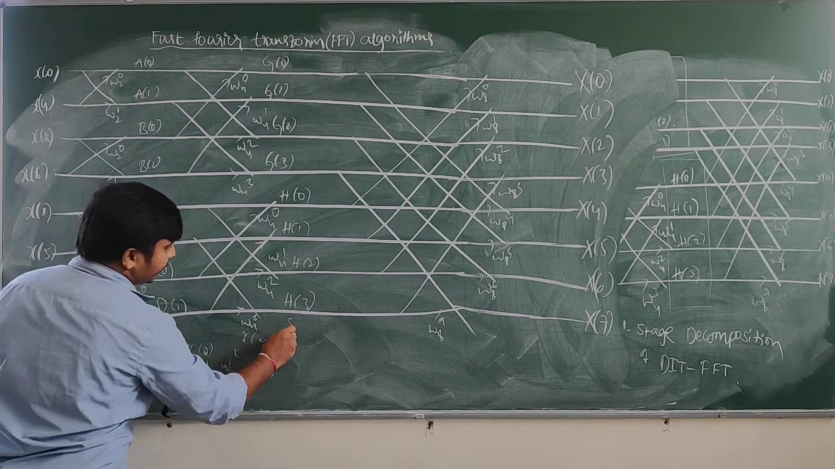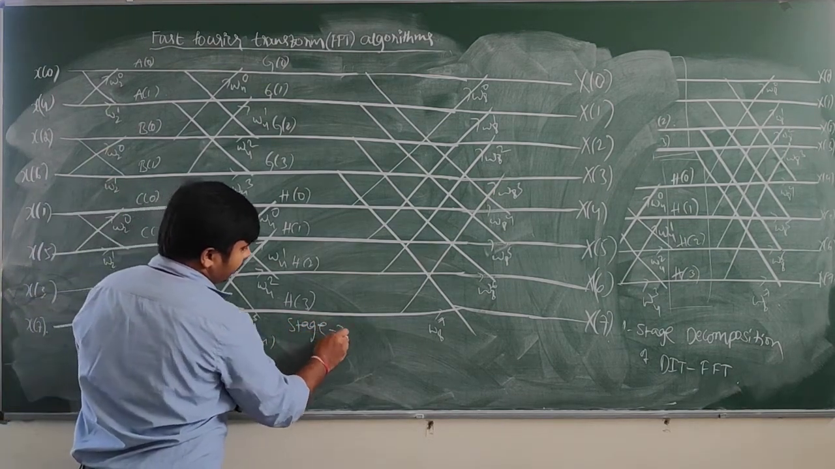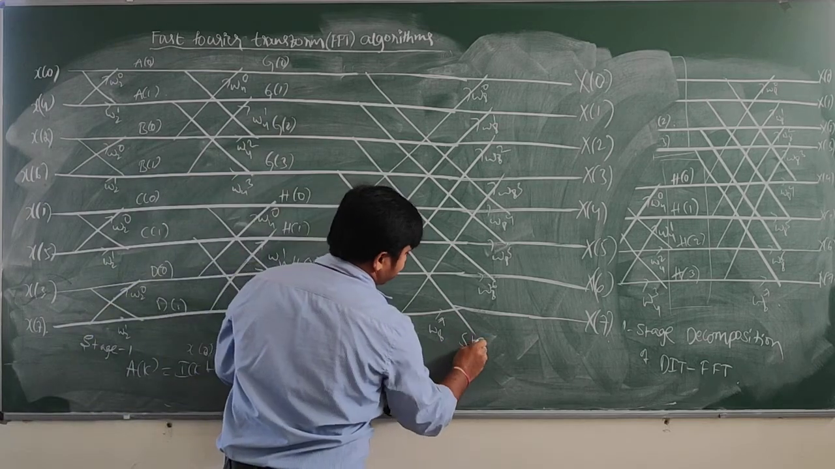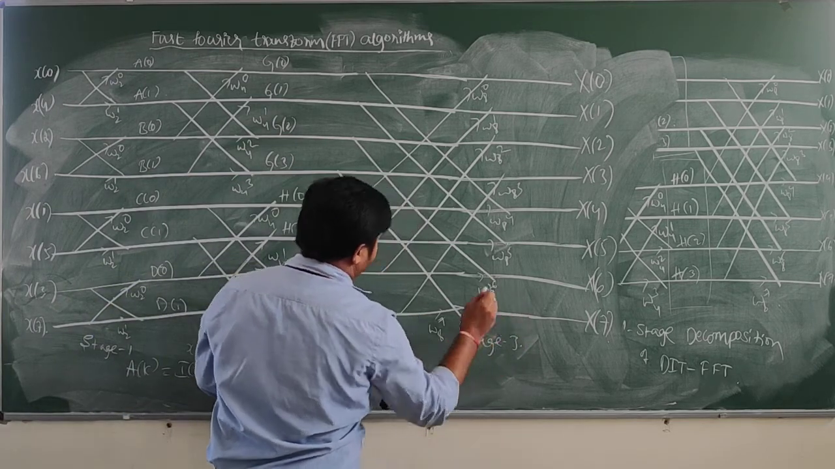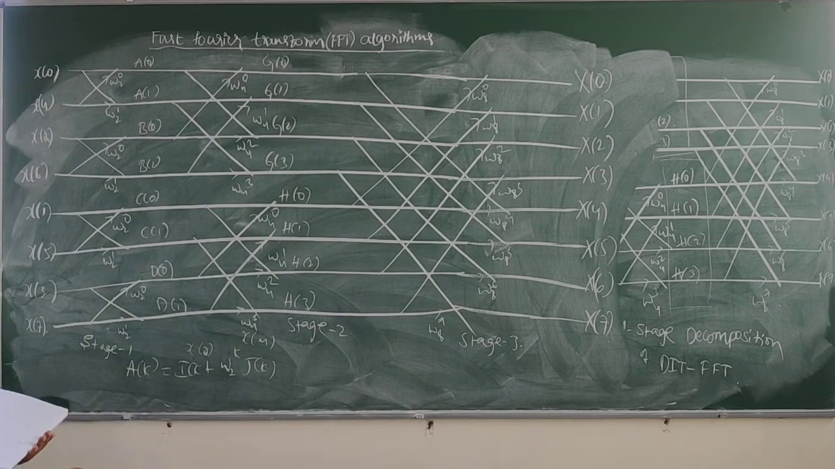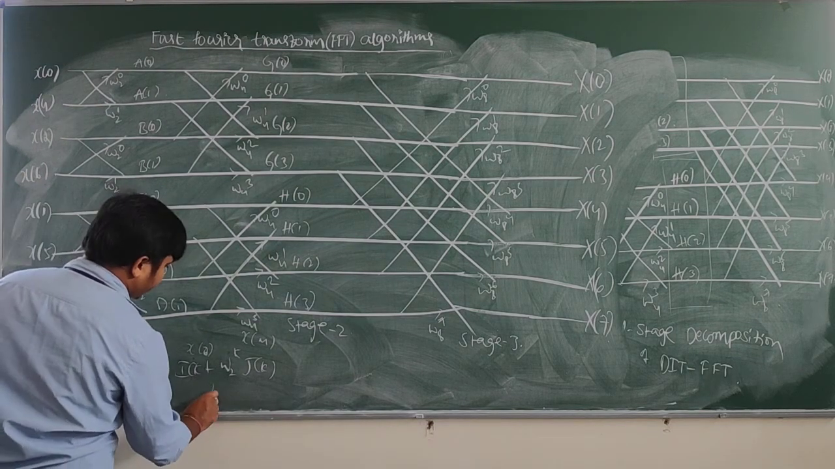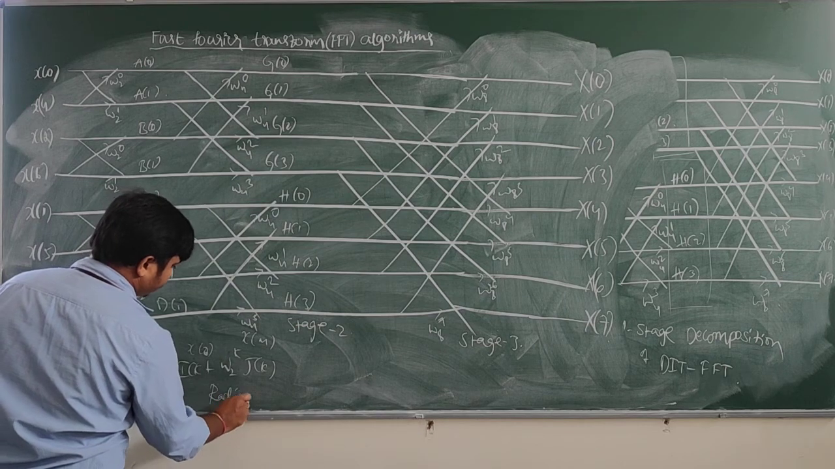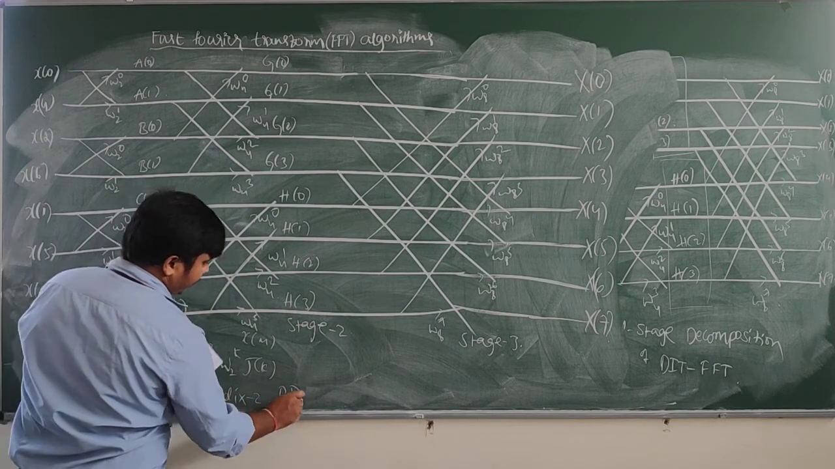So this is stage 1. This is stage 2. And this is stage 3. And this structure is called butterfly structure. Okay. And this is also called radix 2 DIT FFT.